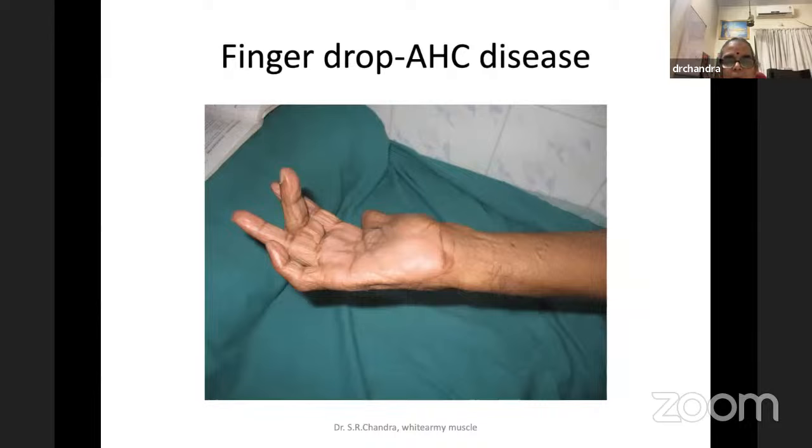This is finger drop. I said that selection within a motor zone. You know that all the small muscles are supplied by C8, D1, and the long muscles are supplied by C7. So if there is a C7 radicular involvement, we expect all of them to go. And if C8, D1 involvement, all the small muscles to go. But here you see that the middle finger alone is dropped. That means one segment selection within a territory. One segment of a territory getting involved is a motor unit pattern. That is anterior horn cell disease.